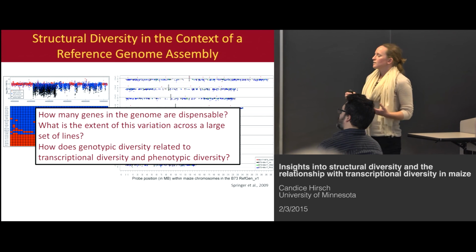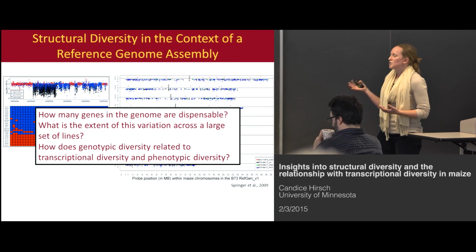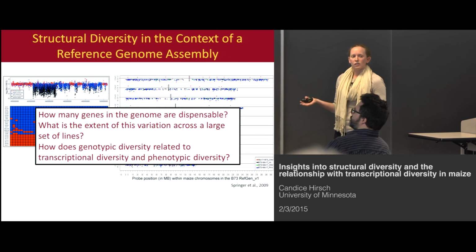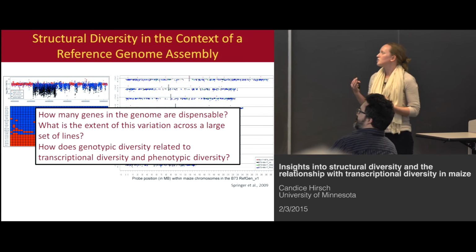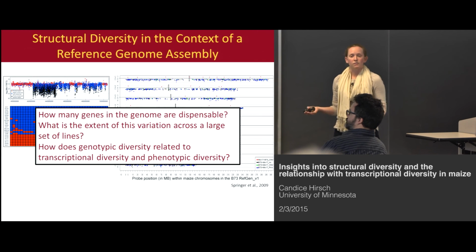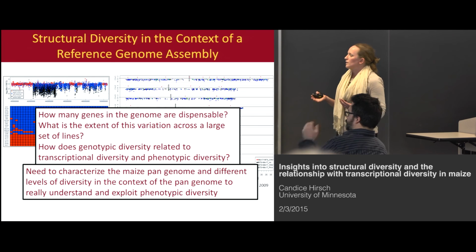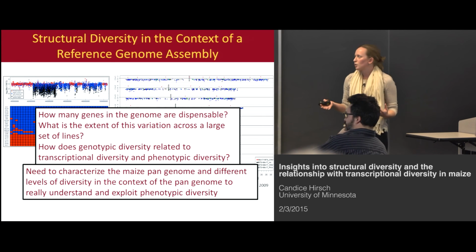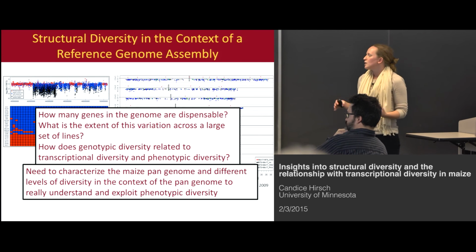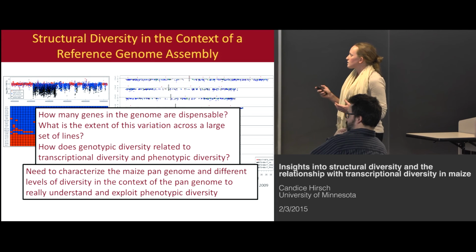And so this got us to thinking within our own group about how many genes in the genome are actually dispensable, what is the extent of this variation across the large set of lines, how does genotypic diversity relate to transcriptional diversity, and then ultimately to phenotypic diversity. And so to answer these questions, what we really needed to characterize the maize pan-genome and the different levels of diversity in the context of the pan-genome so that we could really understand and exploit phenotypic variation across germplasm.